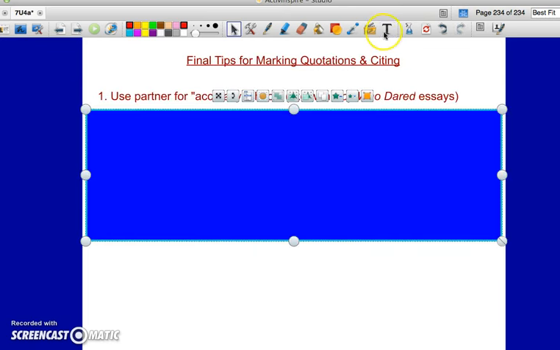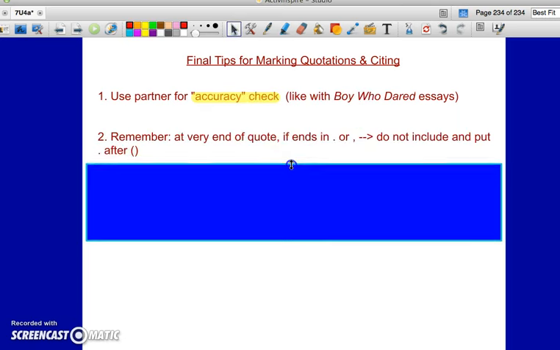So, really quick, some final tips for marking quotations and citing. Use a partner to check the accuracy of your details. Make sure it appears exactly as it is in the text. Partners are really helpful for that. Remember, at the very end of the quote, if it ends in either a period or a comma, do not include it, but put the period after the parentheses. That period has to go after the parentheses no matter what.